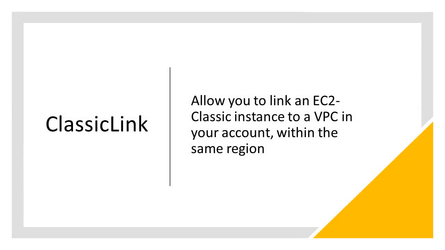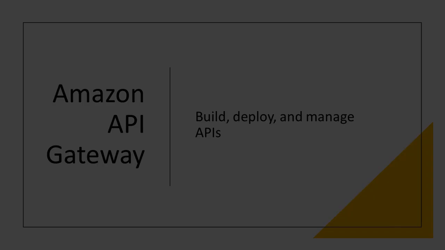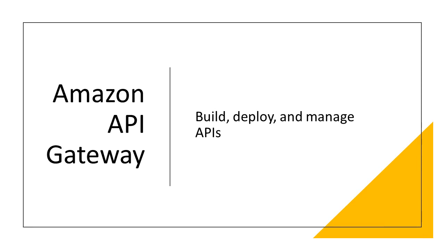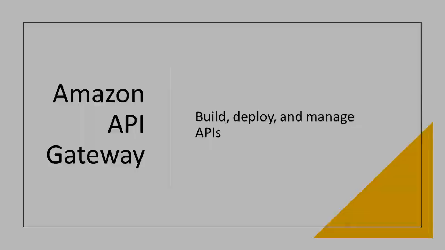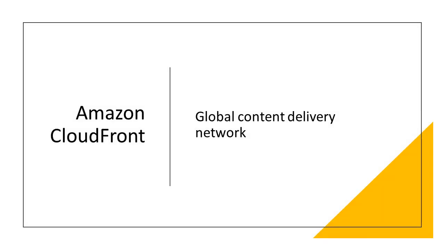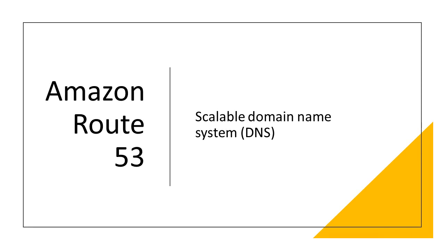Classic Link Service. Classic Link allows you to link EC2 Classic instances to a VPC in your account within the same region. Amazon API Gateway Service. Amazon API Gateway is a fully managed service that makes it easy for developers to create, publish, maintain, monitor, and secure APIs at any scale. Amazon CloudFront Service. Amazon CloudFront is a global content delivery network, CDN, service built for high-speed, low-latency performance, security, and developer ease of use. Amazon Route 53 Service.